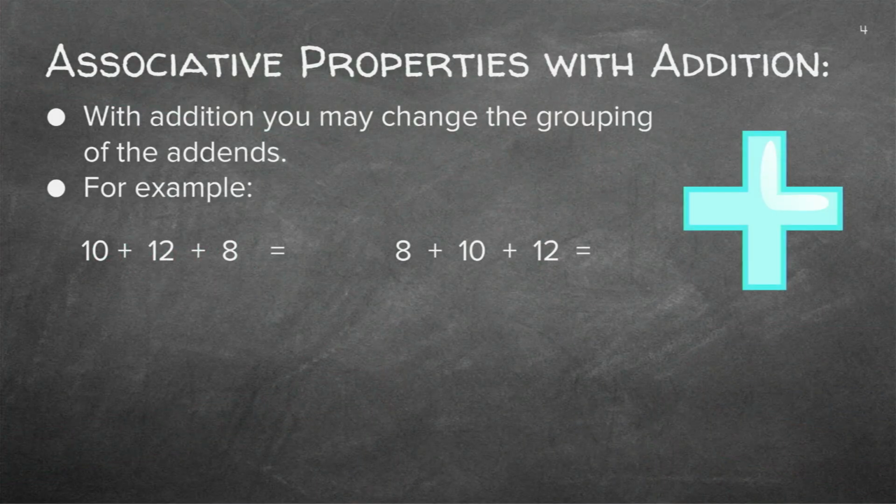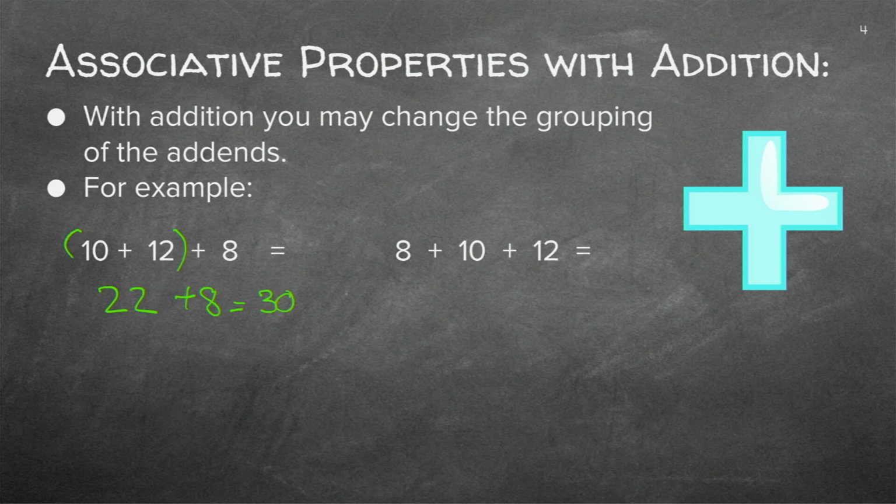Here I want to show you associative properties with addition. With addition, you may change the grouping of the addends. Addends are the numbers I'm adding the whole time. If you look here, I will show you. 10 plus 12 will give me 22, and 22 plus 8 will be equal to 30.